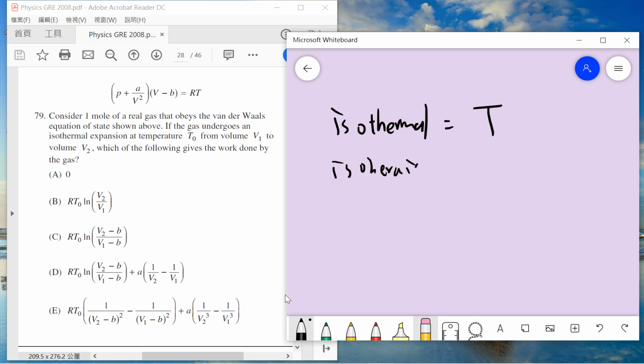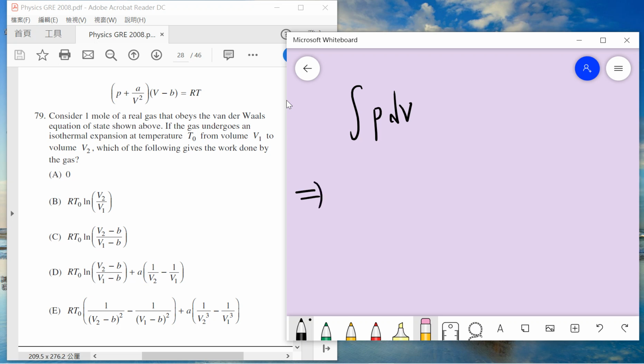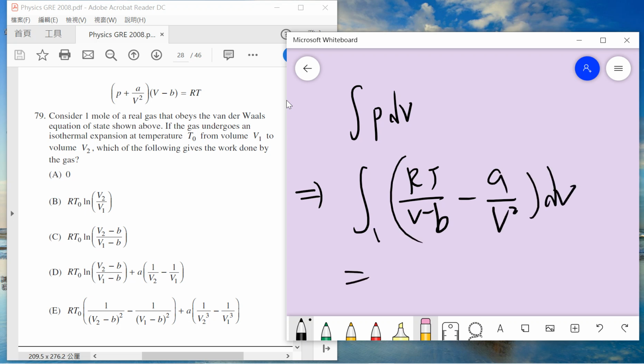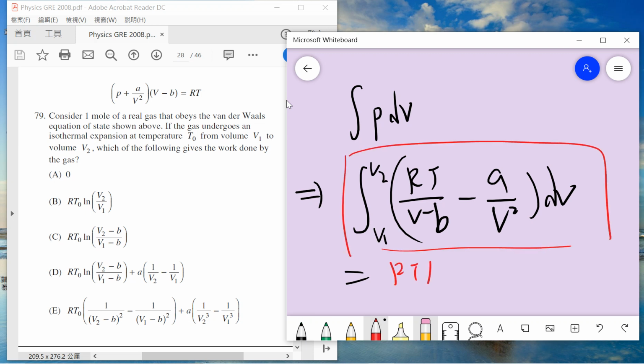Isobaric, sorry, isobaric means that P is fixed. Okay, so these two terminologies you need to remember. And it asks about work. Work is the integral of P dV, so P equals RT divided by V minus b, minus a over V squared, dV, from V1 to V2. So this is RT log of V minus b, plus a over V, from V1 to V2.